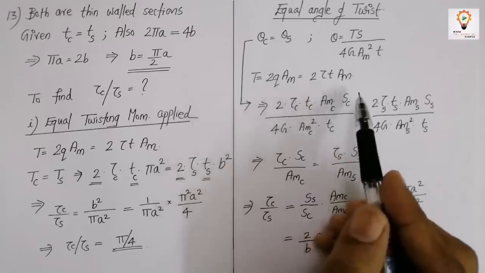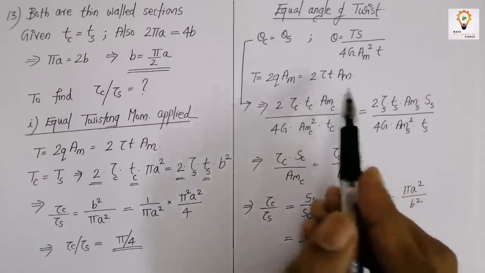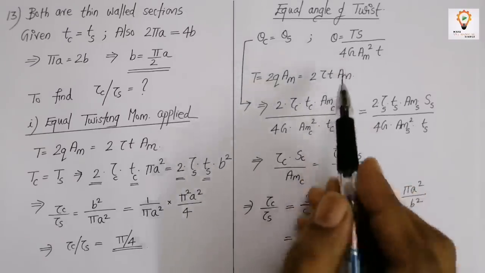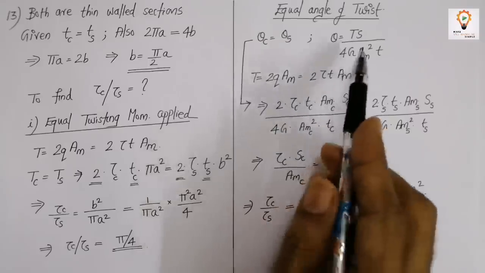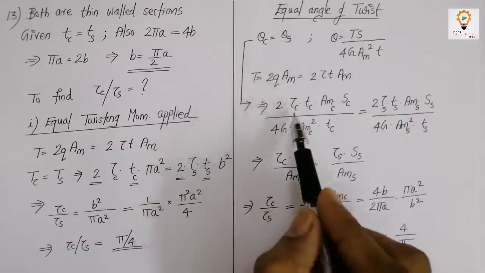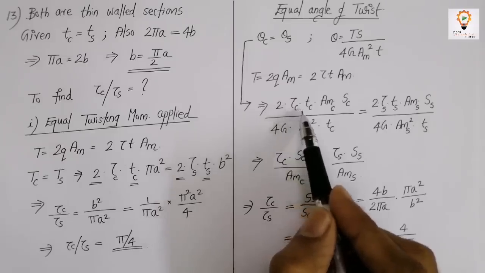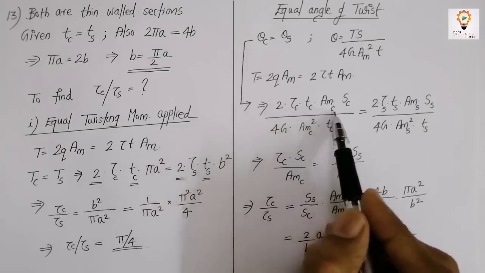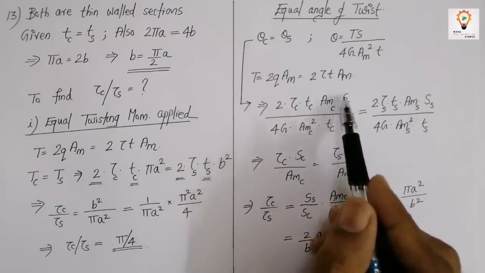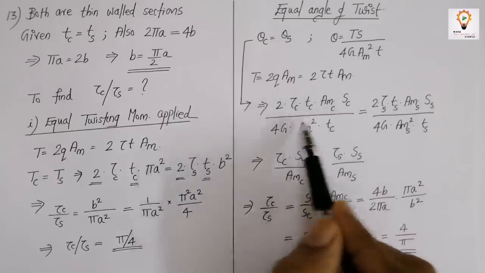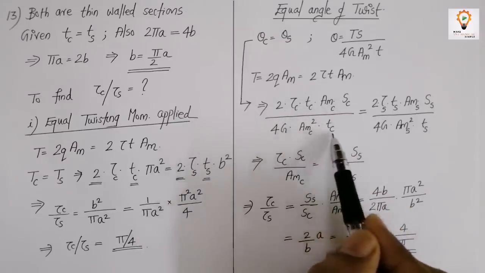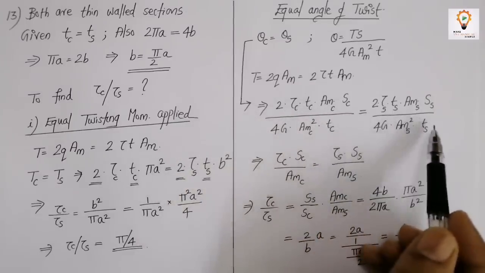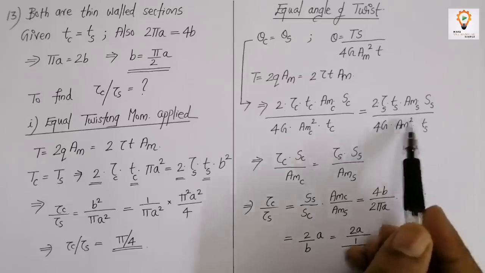So now let us expand the equation, that is theta c is equal to theta s. I have substituted for T as 2 into tau c into tc into Amc into Sc, that is the perimeter of the circle, divided by 4G Amc square tc, which is equal to the corresponding components of the square.